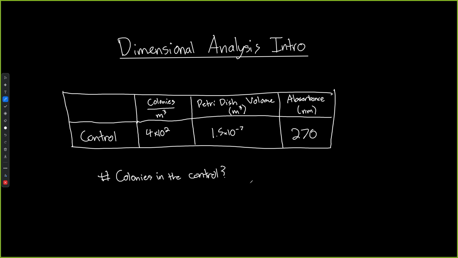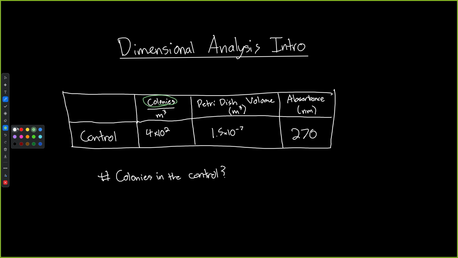Something like this. How many colonies are in the control, right? So basically you want to identify in this table where the colonies are. Where are we going to end up, right? So notice that colonies is right here, and this is colonies per cubic meter, so that's not necessarily what we're looking for.